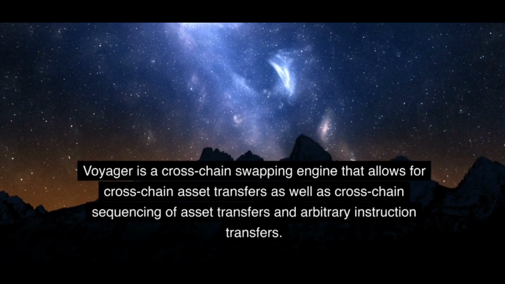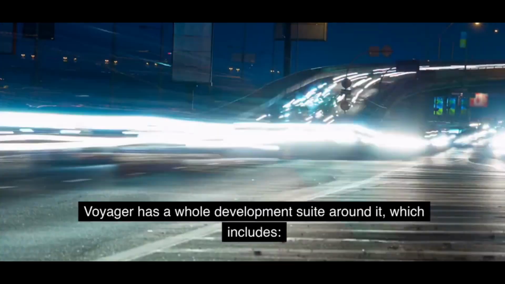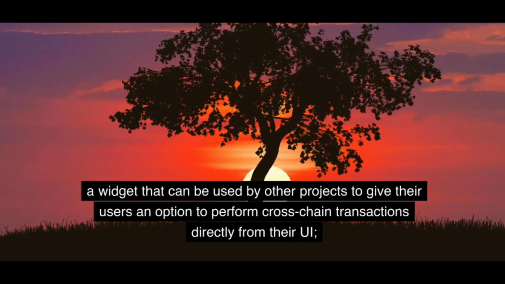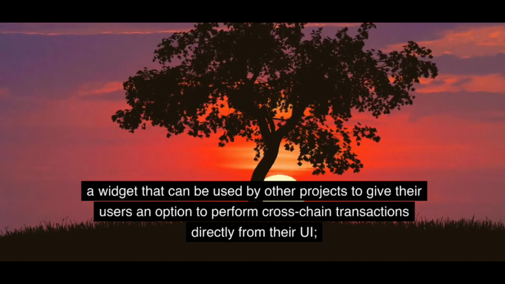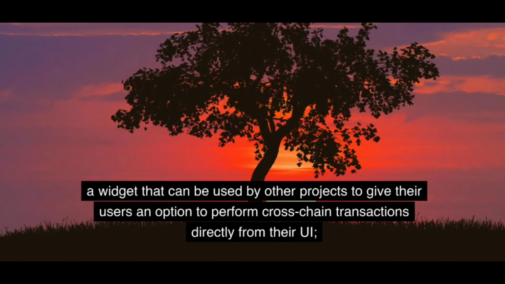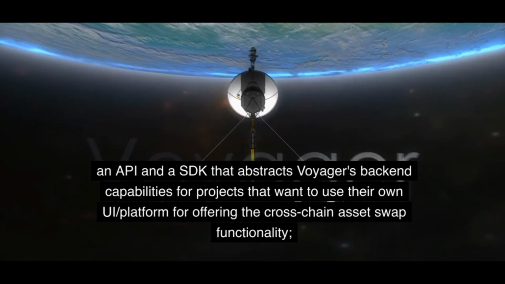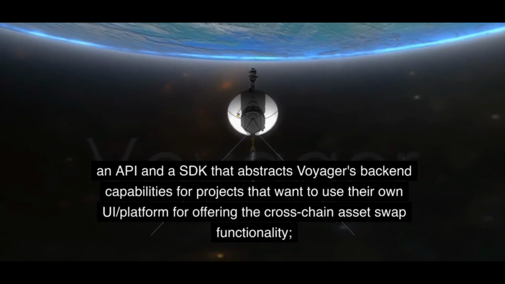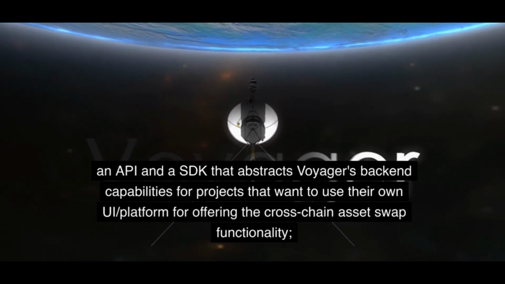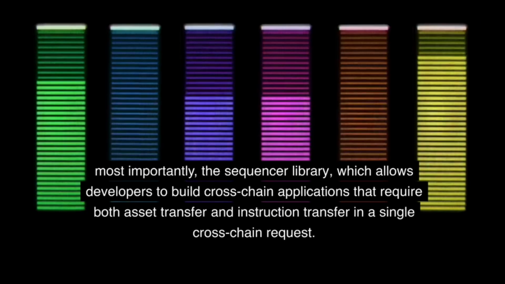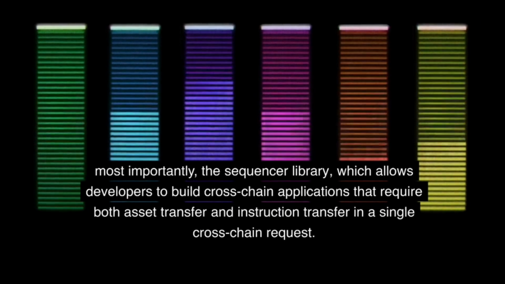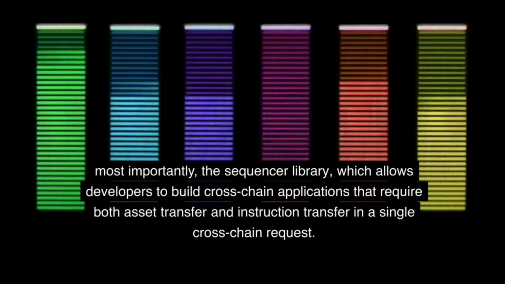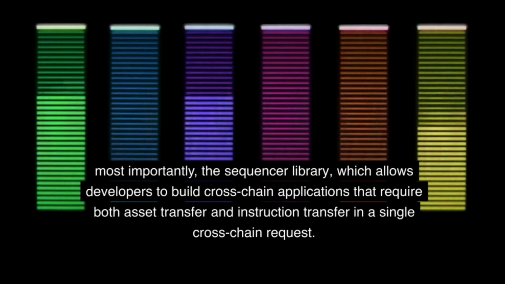Voyager has a whole development suite around it, which includes a widget that can be used by other projects to give their users an option to perform cross-chain transactions directly from their UI, an API and an SDK that abstracts Voyager's backend capabilities for projects that want to use their own UI platform for offering the cross-chain asset swap functionality. Most importantly, the sequencer library, which allows developers to build cross-chain applications that require both asset transfer and instruction transfer in a single cross-chain request.